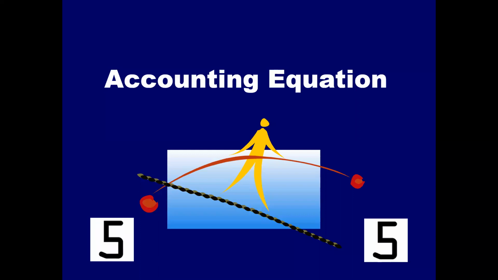See this picture, 5 is equal to 5, 3 is equal to 3, 2 is equal to 2. For example, you sold goods for 50,000. The 50,000 you receive, at the same time 50,000 worth of goods you lose.